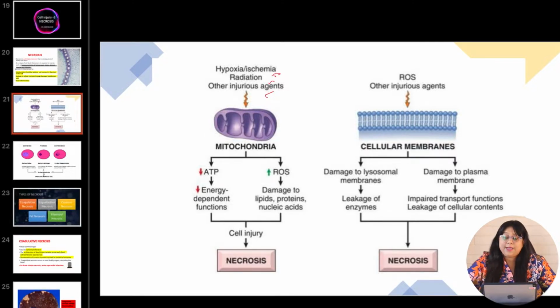Also, the cellular membranes are damaged. There is damage to the lysosomal membranes, which would lead to leakage of enzymes, and there is damage to the plasma membrane, which would lead to leakage of cellular contents, and this further will contribute to necrosis. So always remember, in necrosis there is damage to both mitochondria and the cellular membranes, and that will lead to decreased energy dependent functions, damage to lipids, proteins, nucleic acids, damage to the lysosomal membranes, and damage to the plasma membrane, and all this will contribute to necrosis.